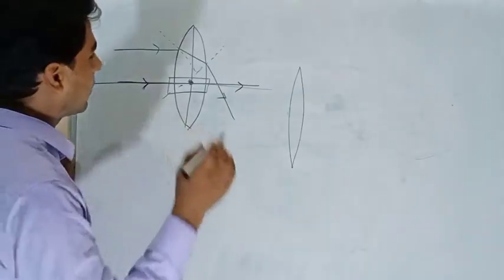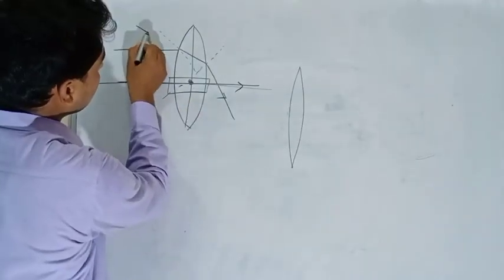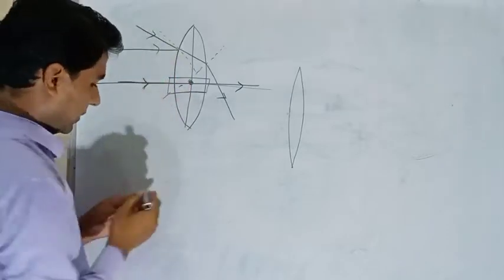Now take another example. If the ray is falling like this, I am just erasing the first one.